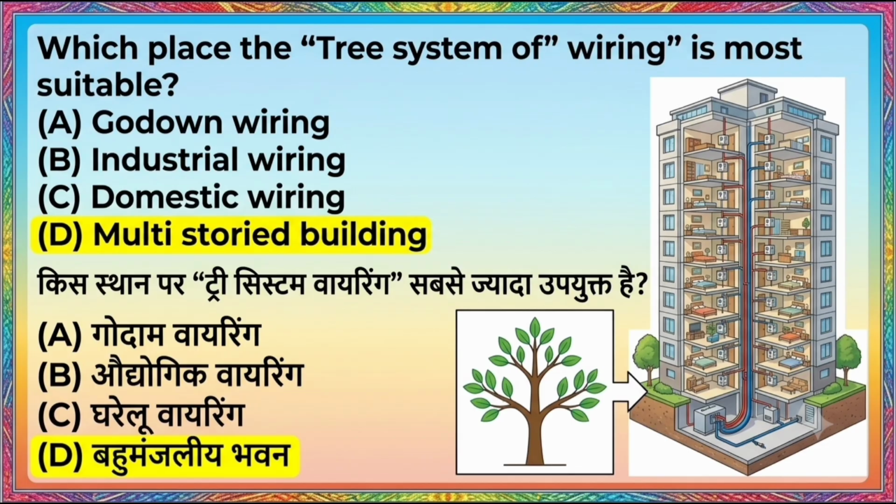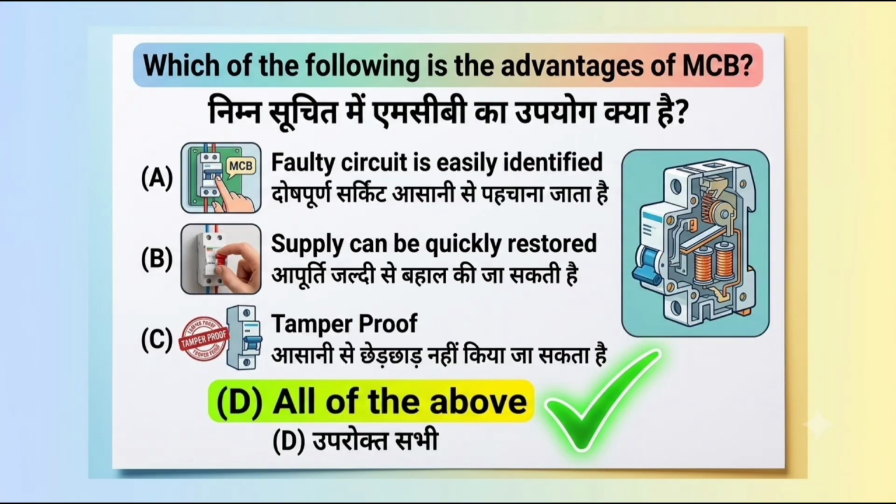And now let's move towards the next question that's on the screen. Which of the following is the advantage of MCB? We have been given three options. All options are correct. That's why option D is the correct answer.